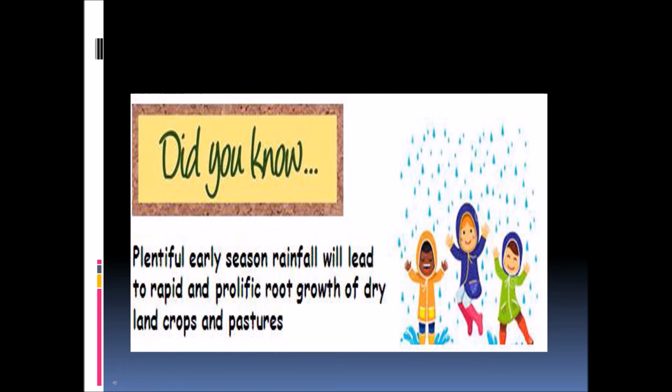An interesting fact is about a very little early season rainfall. Before the season of rainfall, when the rain comes a bit early, what happens? The growth of the roots will be very fast and rapid, and it will grow very well. In dry land, crops and pastures, the places where the cows graze, which will be filled with grass, when they get an early rainfall before the rainfall season, the root grows well. So this is a fact.